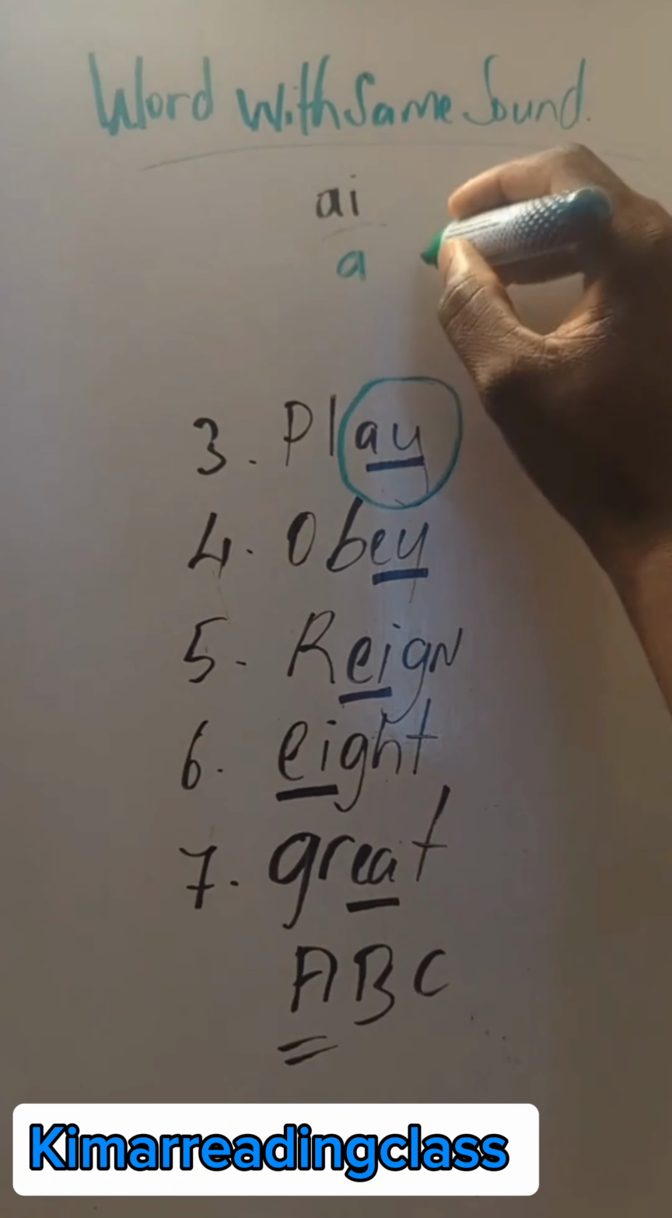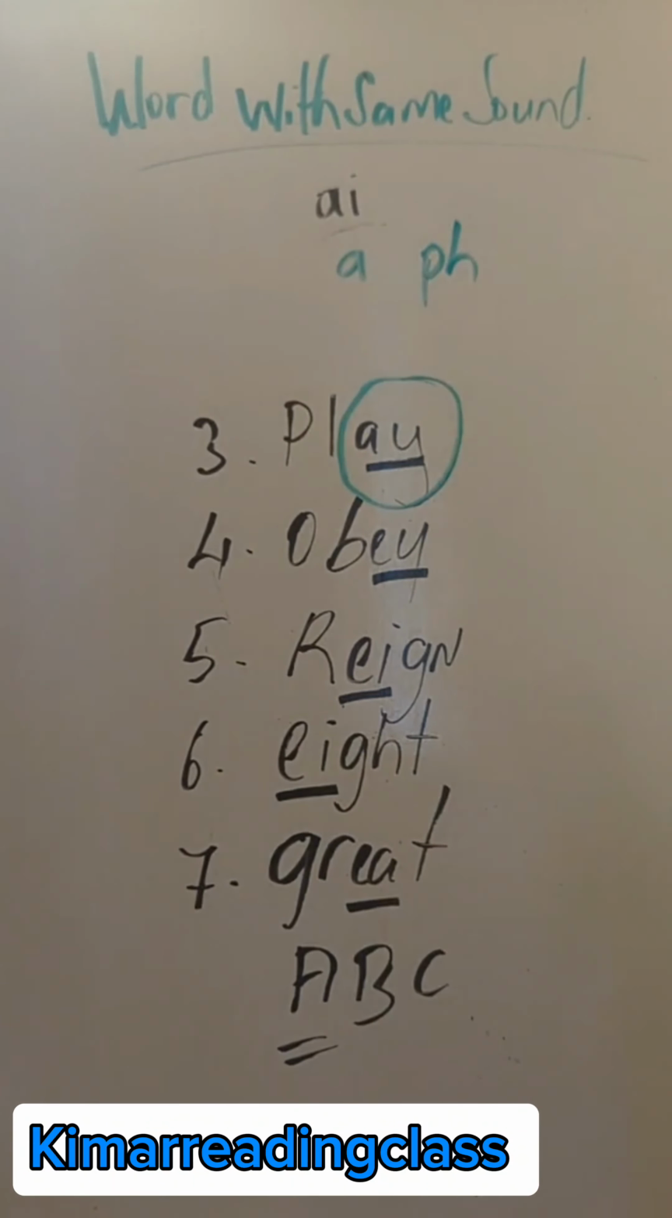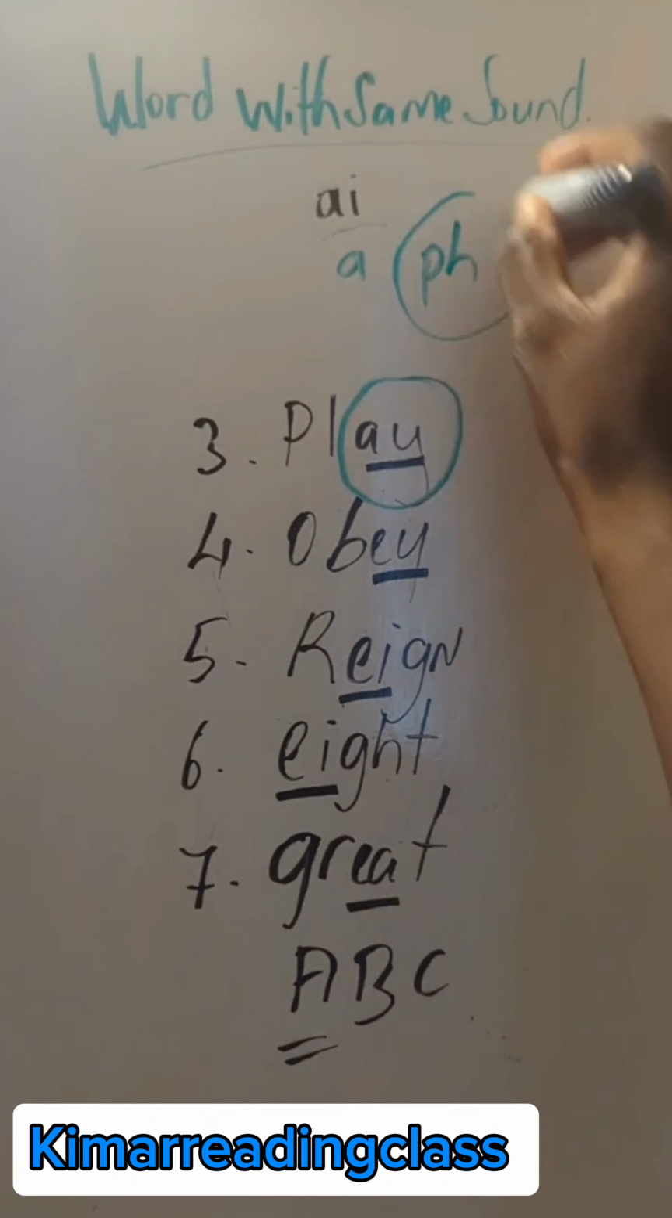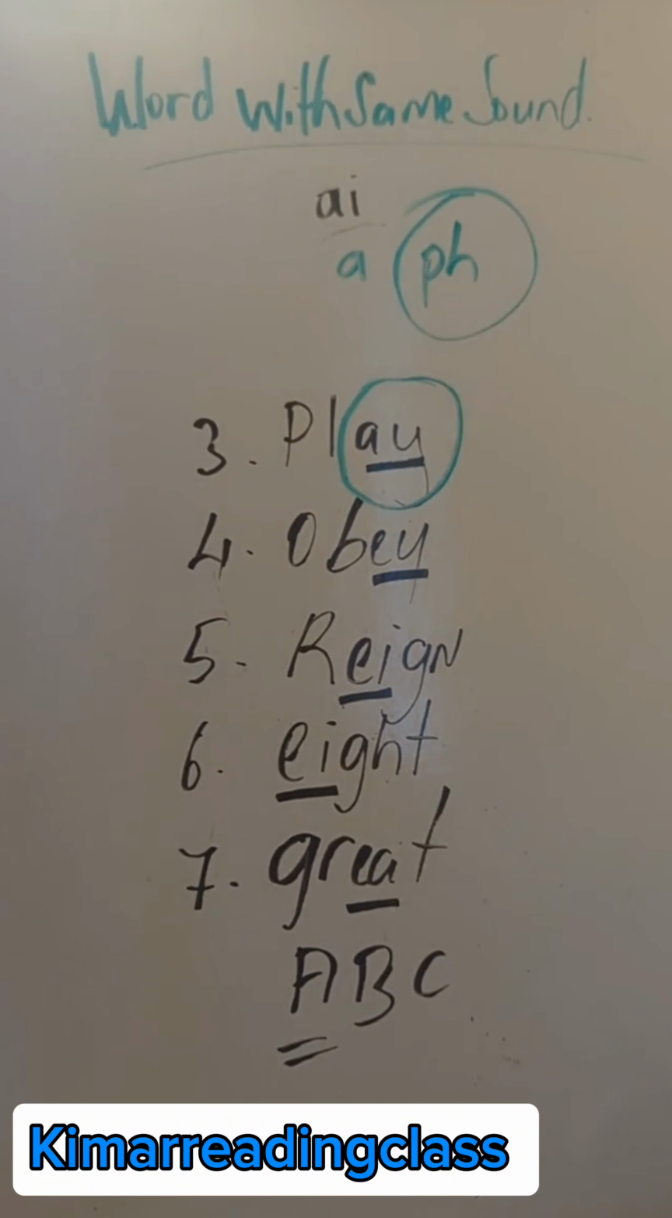Not to take away from anything, but for example, this is another digraph. See? The PH makes the sound like the letter F. Now, P and H don't make any sound close to F. But we just want you to know or have an idea that you can have two letters to represent one sound and it doesn't sound close to either letter.